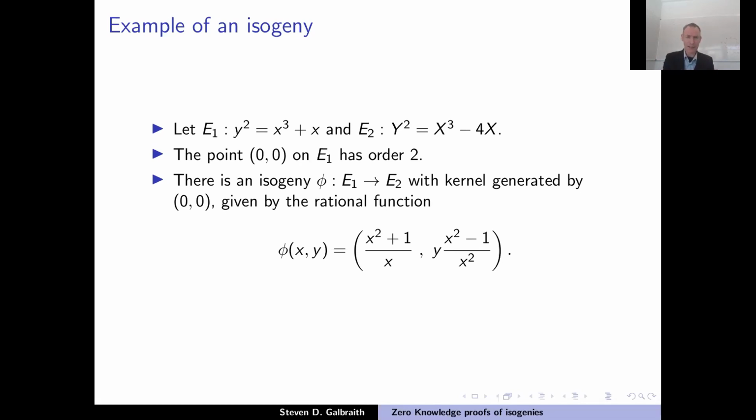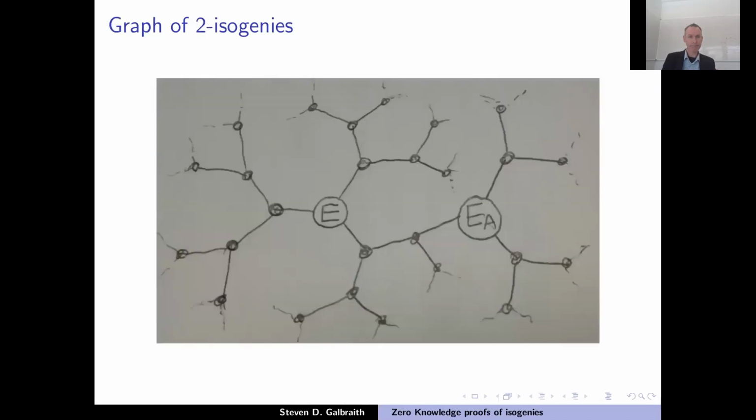So E1 and E2 are going to be vertices in the graph, and phi is going to correspond to an edge in the graph. So there you go. There's a beautiful hand-drawn description of a 2-isogeny graph. In general, there's going to be 3 different choices of cyclic subgroup of order 2, and so you get 3 edges. So these graphs start off being kind of tree-like, but they're not actually trees. They will have cycles in them.